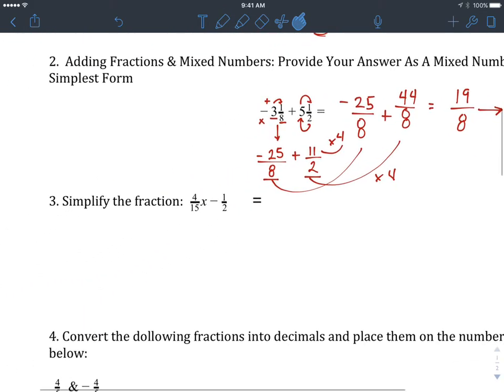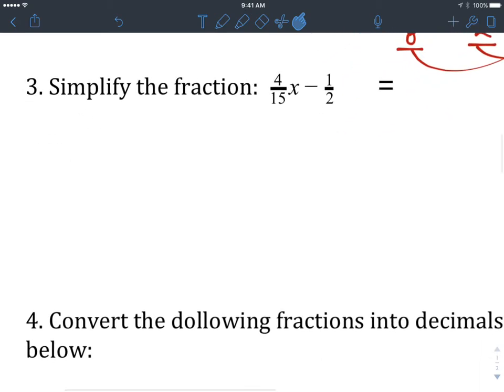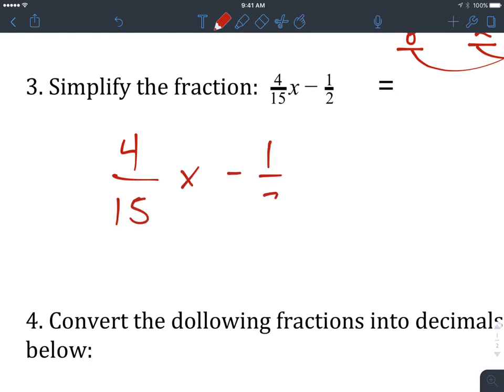All right, let's see the next one, simplify the fraction. This looks kind of weird on the video, but you can see on your paper that this is 4 over 15 times negative 1 over 2. So 4 over 15 times negative 1 over 2. Now I'm multiplying a positive number and a negative number. My answer is going to be negative.